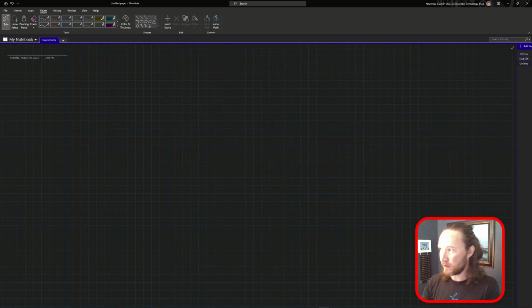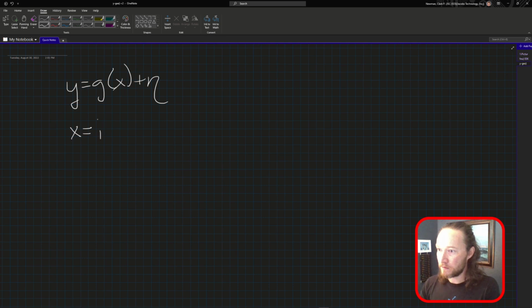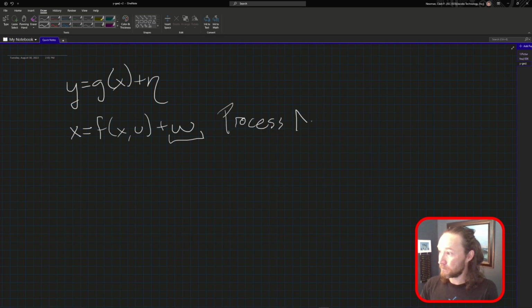So unfortunately, we live in a stochastic environment. So any measurement we have has noise, and we'll call that eta. We also don't fully understand the dynamics, so we have this thing here called process noise, which is omega. We'll call that process noise. This eta is measurement noise.